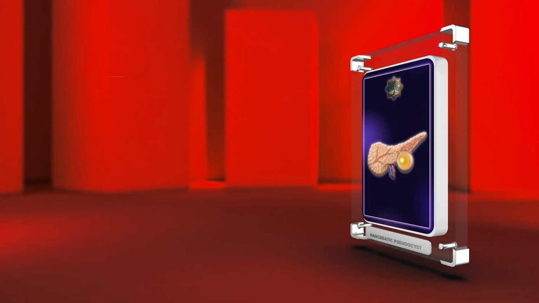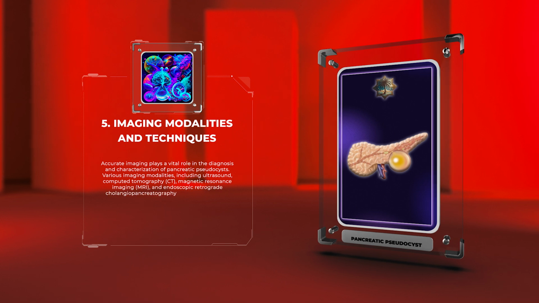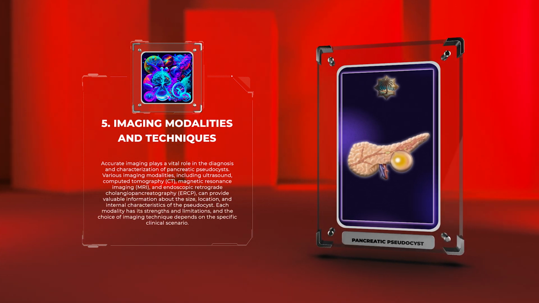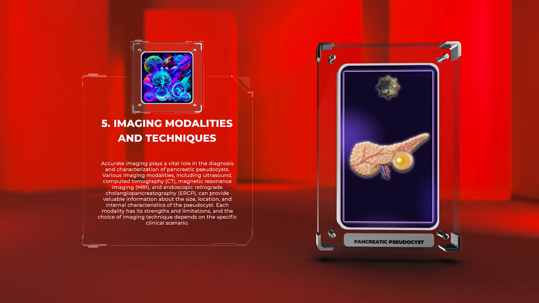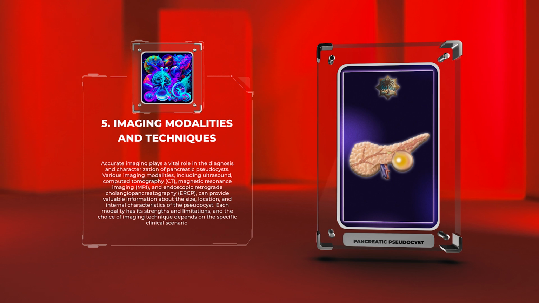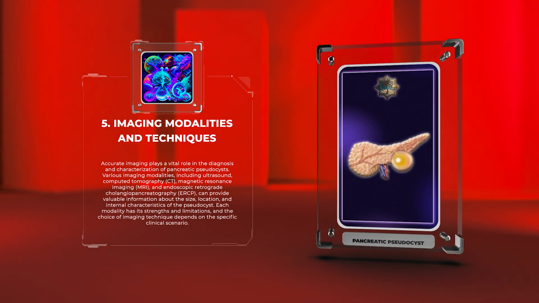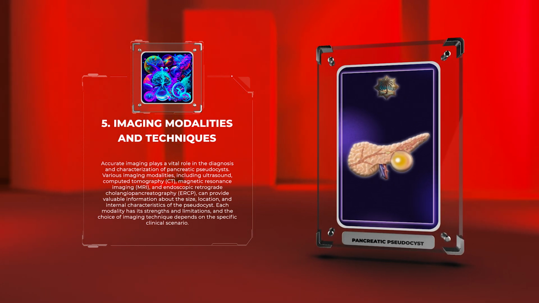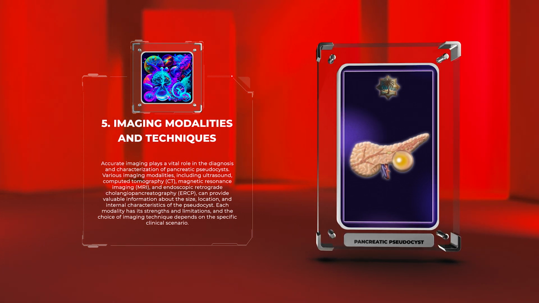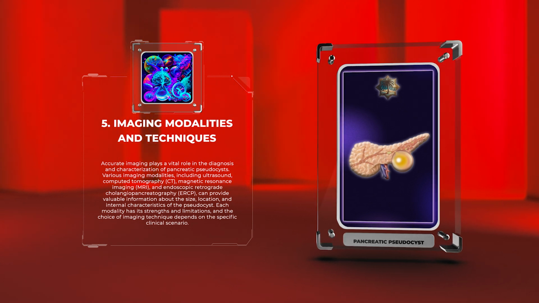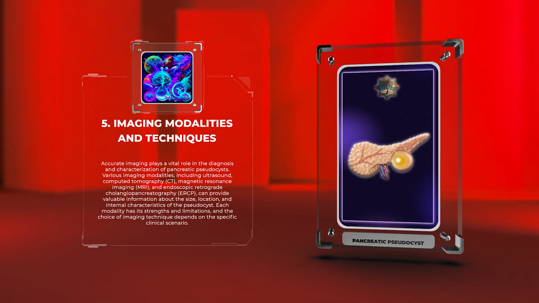Accurate imaging plays a vital role in the diagnosis and characterization of pancreatic pseudocysts. Various imaging modalities, including ultrasound, computed tomography, CT, magnetic resonance imaging, MRI, and endoscopic retrograde cholangiopancreatography, ERCP, can provide valuable information about the size, location, and internal characteristics of the pseudocyst. Each modality has its strengths and limitations, and the choice of imaging technique depends on the specific clinical scenario.